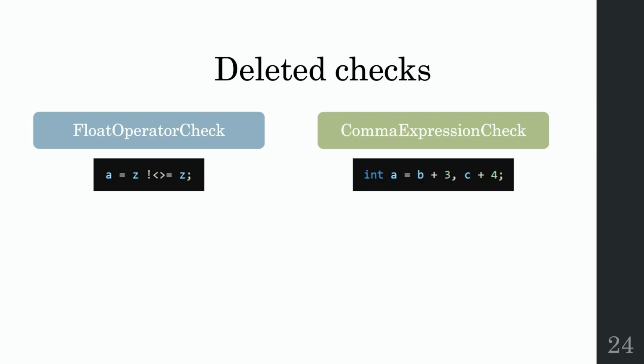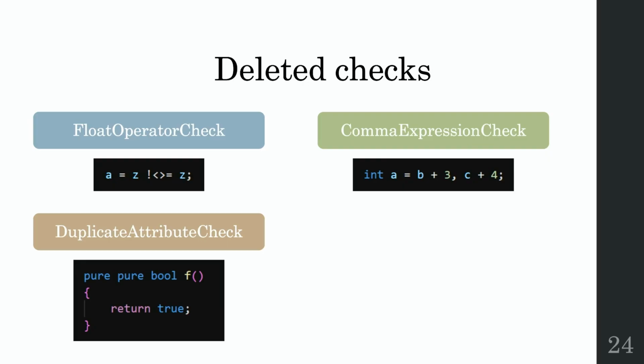There have been a few checks that we have deleted as a consequence of using DMD-as-a-library. The float operator check and the comma expression check are actually two checks that warn against the usage of deprecated language features, but those features have been deprecated for quite some years now, so DMD-as-a-library will not consider this valid code. It will actually throw a compilation error, and that compilation error would break our application when we would try to parse the module, so we have to delete them.